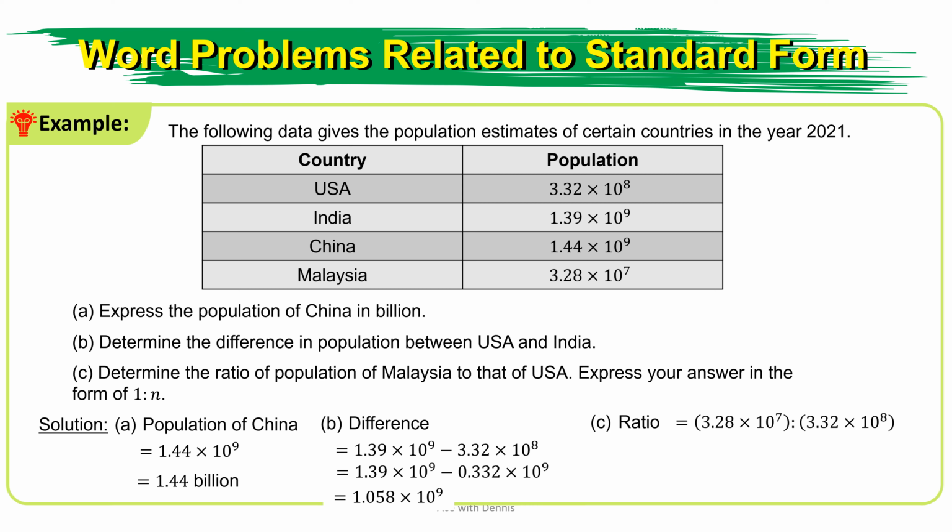C, the ratio is 3.28 times 10 to the power of 7 to 3.32 times 10 to the power of 8. Since we want to make the ratio to be 1 to n, both numbers will have to divide by 3.28 times 10 to the power of 7. And the answer is roughly 1 to 10.